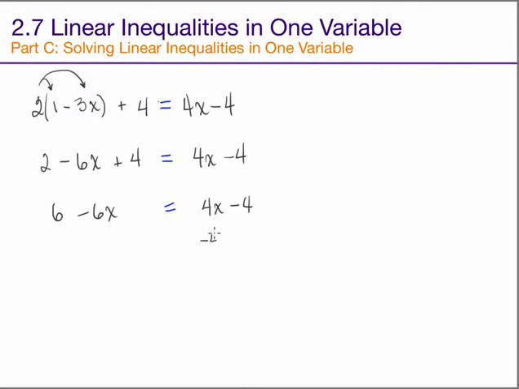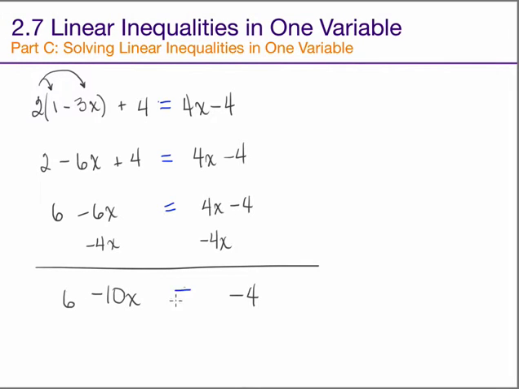Next, I might subtract 4x from both sides. This would give me 0 minus 4 on the right and 6 minus 6x minus 4x on the left. In an equation, I would just bring down the equal sign. In an inequality, I would just bring down the inequality symbol as long as I've not multiplied or divided both sides of the equation by a negative number. And I haven't, I've subtracted. So this is my correct inequality symbol.